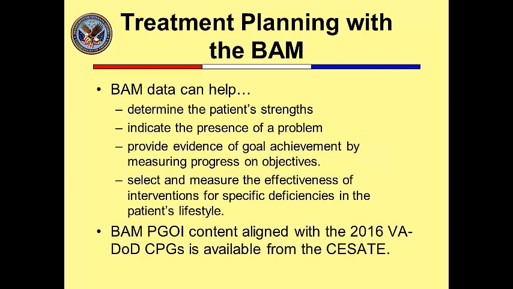And how that BAM data can be used is specifically to determine patient strengths and to indicate the presence of a problem. Certain BAM items can be evidentiary in establishing the presence of a problem to be addressed. Certainly, ongoing data collected from the patient can provide evidence of achievement of goals by measuring progress on the objectives that were written based on earlier BAM data. And then we could select and measure the effectiveness of interventions for specific deficiencies in the patient's lifestyle, akin to the graphs I was showing you a moment ago, comparing, for example, self-help involvement and alcohol misuse.